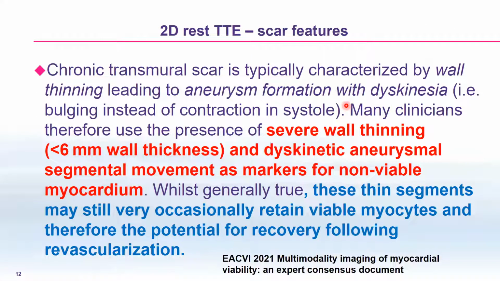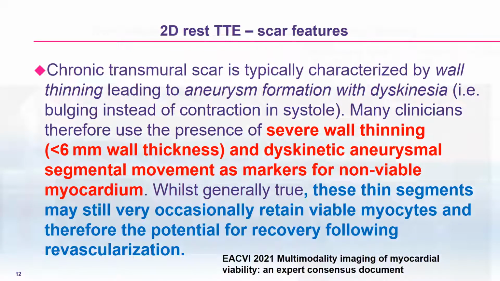Dr. Ahmed already talked about the standard 2D rest transthoracic parameters. So when you see something which is below 6 millimeters, and especially if it's an aneurysm or looks like an aneurysm, then we usually think that this is dead myocardium. And this is generally true, but there are some exceptions, and I have seen them on CMR imaging even. So some of the thin segments, when the patient is revascularized, do improve.